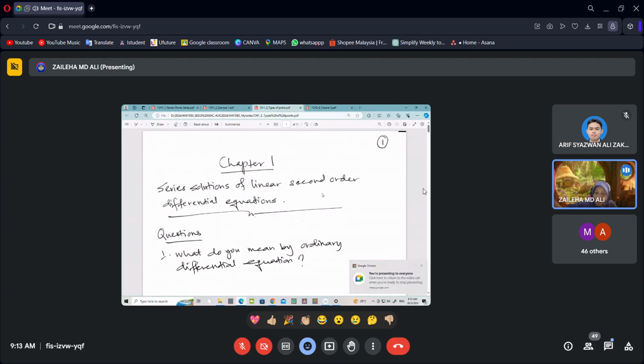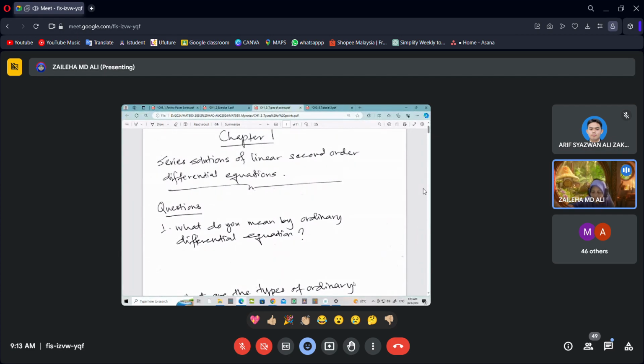Alright, chapter 1, series solution of linear second order. This is where we just start; before this in chapter 1 we only reviewed. Question: what do you mean by ordinary differential equation? Who can tell me? What is an ODE? You have learned this in MET 435, ODE versus PDE. All of this was already explained in 435, so I just want to review a little. What is an ODE?